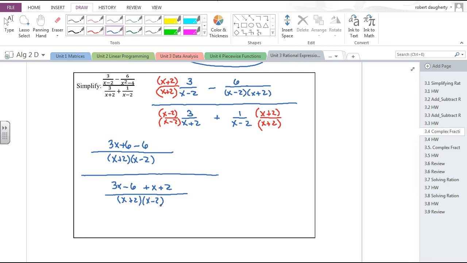What is 3x plus 6 minus 6? That's 3x. So this is 3x over x minus 2, x plus 2. What is this 3x? What's 3x plus x? 4x. What's minus 6 plus 2? Yeah, minus 4.